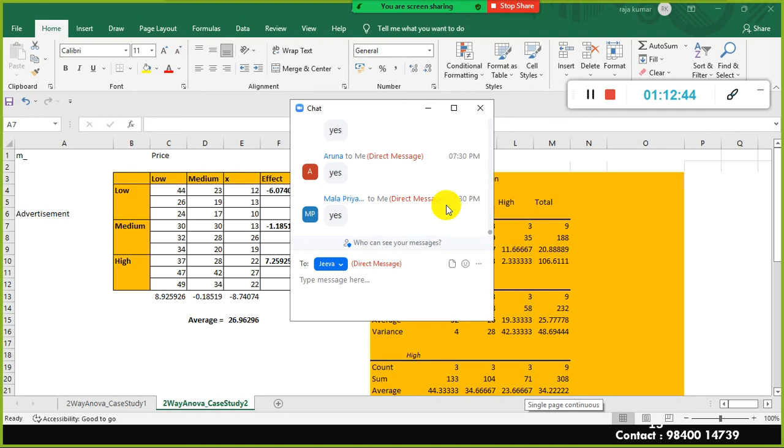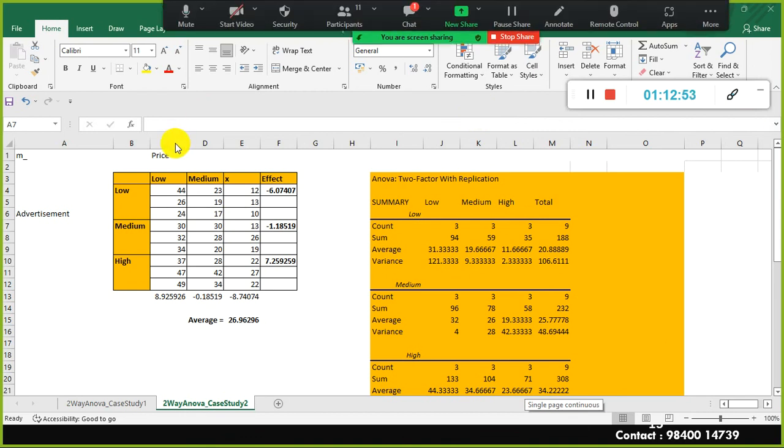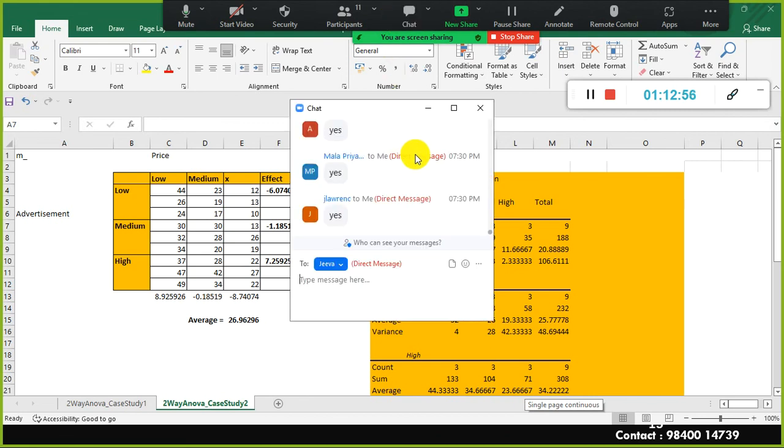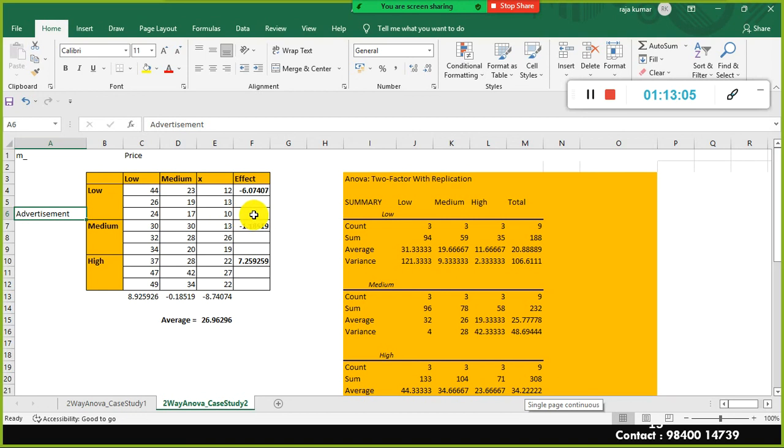Okay, Aruna also says yes. Mala also says yes. How about others? If I spend more money on the advertisement, or if I give more advertisement rather, will it increase my sales? Yes, advertisement also will influence the sales or can increase the sales. But if I increase the price more, and if I give more advertisement, at the same time I keep increasing the price, will that have any influence on my sales?